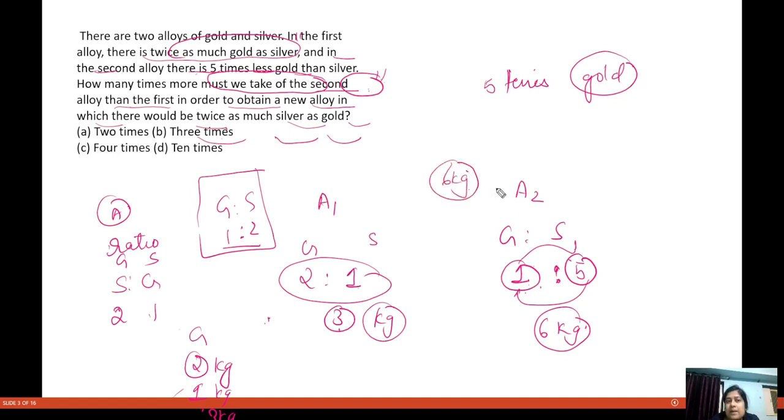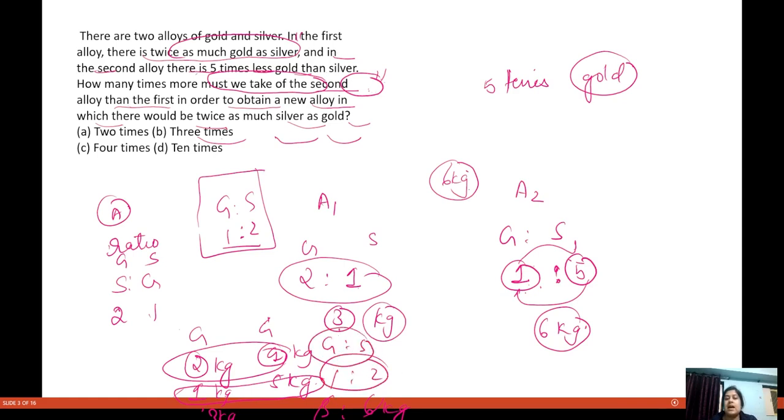Okay. So how much gold are we taking? Gold we are getting 1 kg and silver we are getting 5 kg. So all in all, how much silver are you getting? You are getting 6 kg silver and you are getting 3 kg gold. So this is coming to a 1 is to 2 ratio. The gold and silver ratio is 1 is to 2. Now you see, you took 3 kg of this alloy A1 and you took 6 kg of this alloy A2.